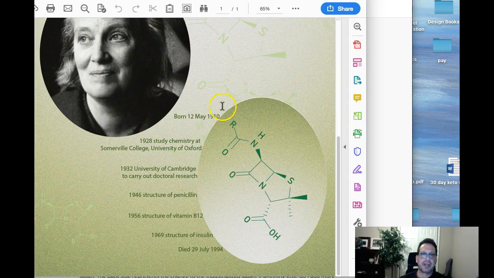Then over here we have 1928, studied chemistry at Somerville College. Then over here you have something coming off. This is 1932. Then 1946. Then 1956. Do you see what I'm saying? So you're actually building a timeline out of a sort of infographic instead of just assembling it around this circular element right here.